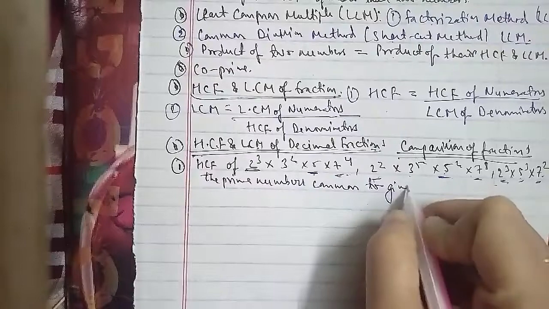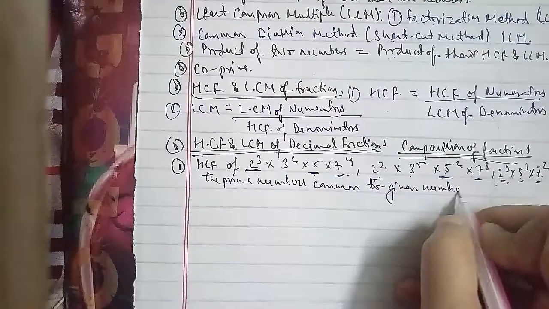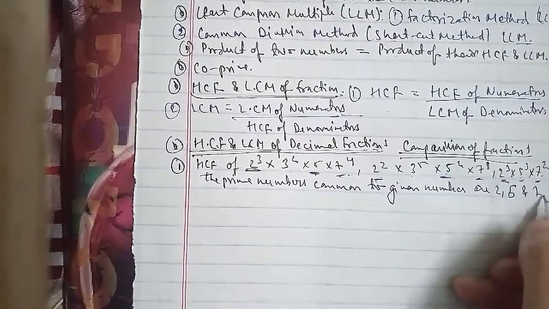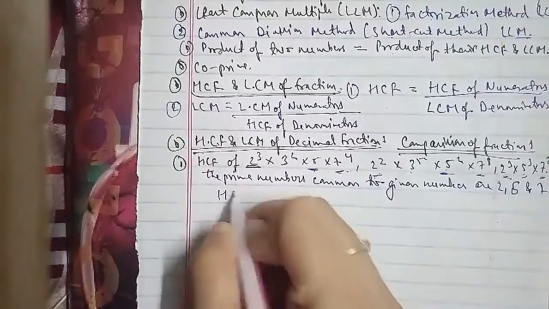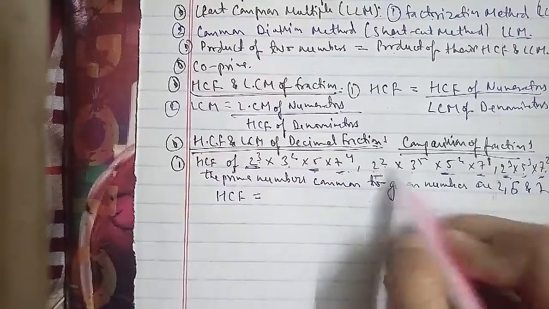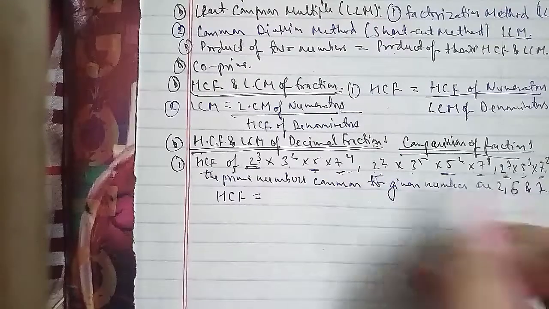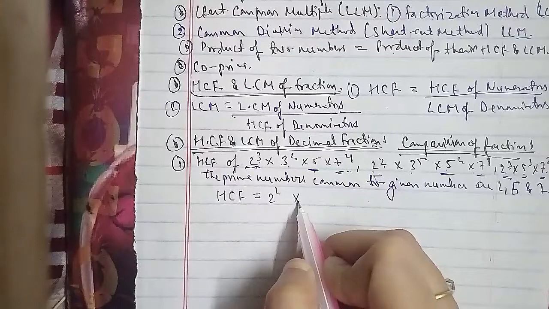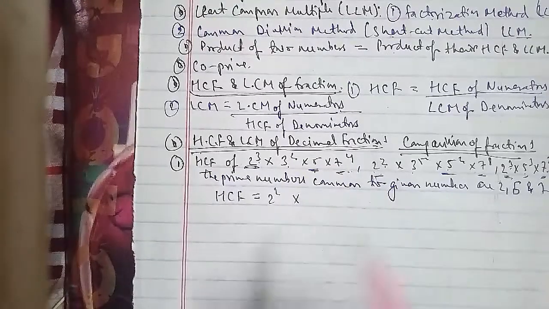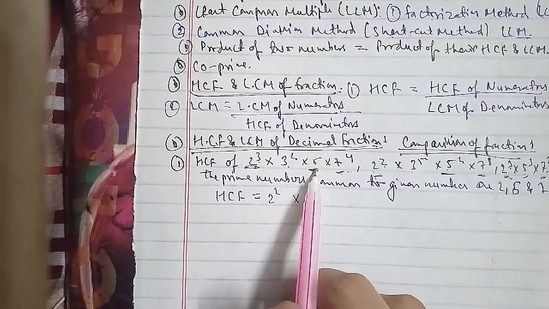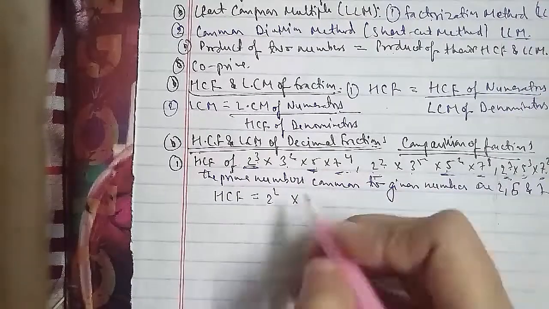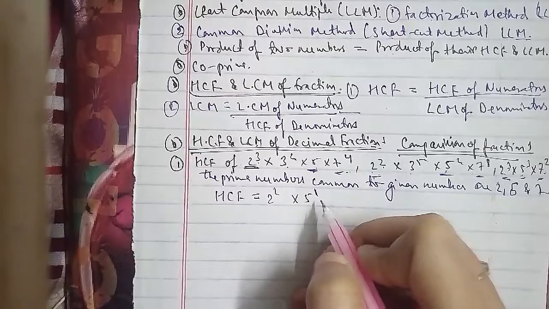The other is 3, but 3 is not common, so we leave it. For 5, the power here is 1, here 2 and here 3, so 1 is the least. We'll take 5 power 1, which you can simply write as 5. And talking about 7, here we have 4, here 8, and here 2, so the lowest is 2, so we'll take 7 power 2. Now we multiply: 2 2s are 4, 4 5s are 20, and 7 7s are 49. Then 49 20s are, so we'll just go ahead.